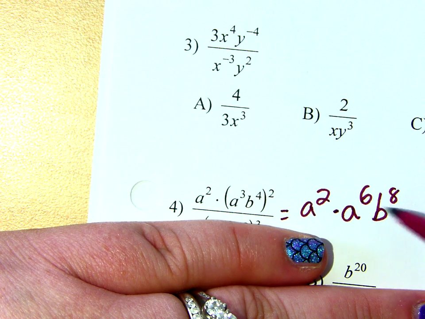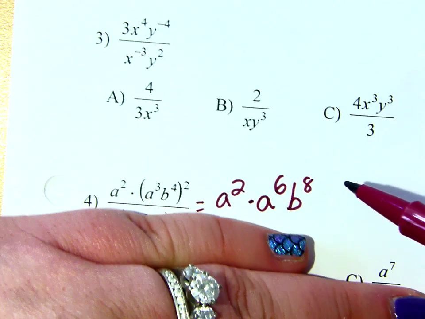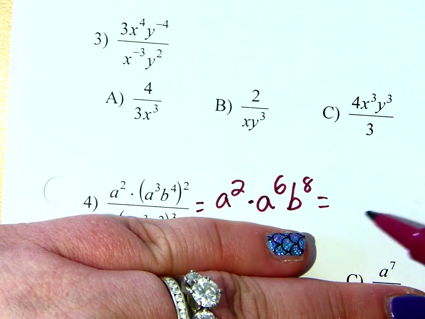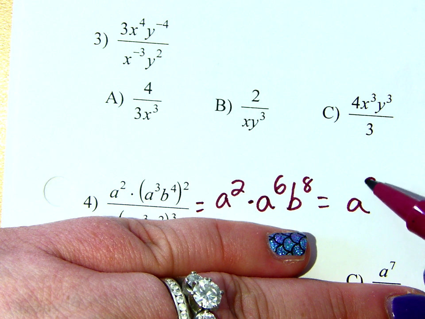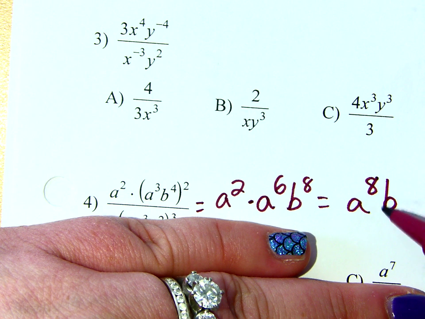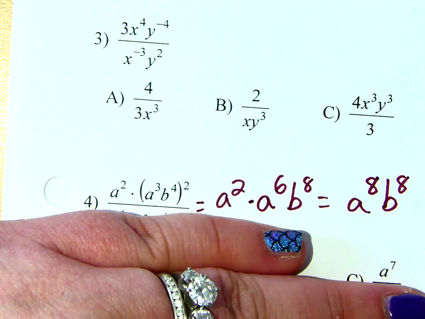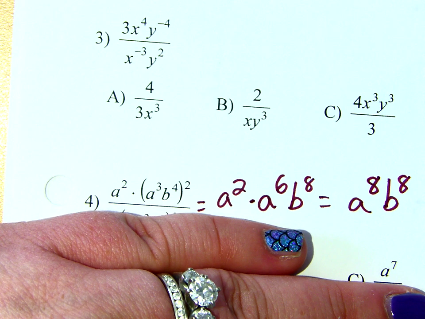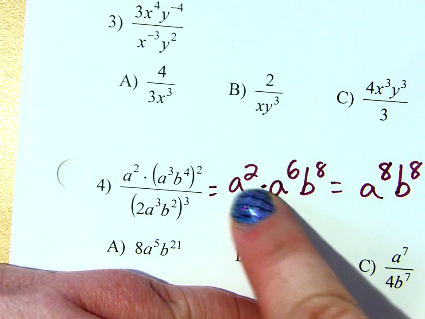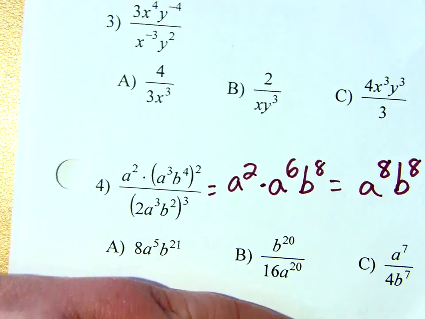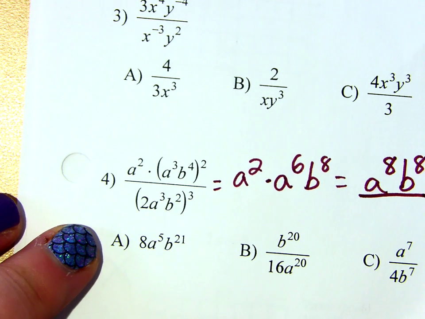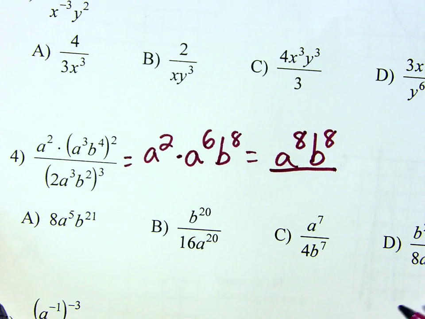So now let's keep going though, because I can put those a's together. So that would be a to the... You only multiply when you raise a power to another power. If I'm just multiplying the numbers, the bases together, I just add the exponents. So there's my numerator totally simplified. Let's do the same thing for the denominator.